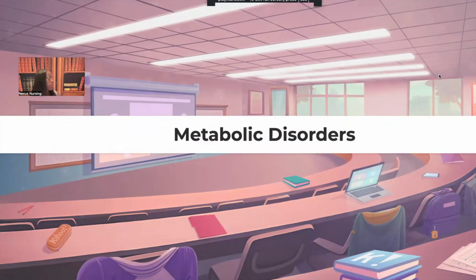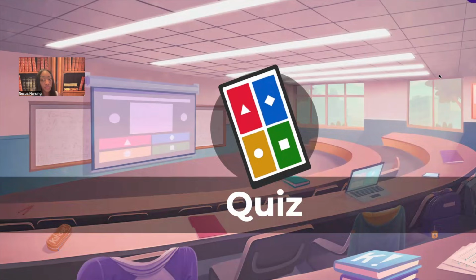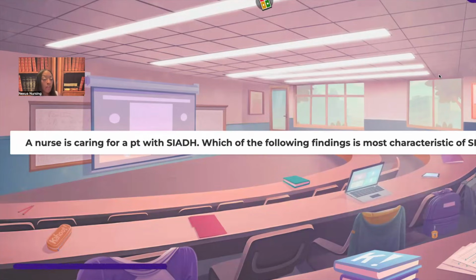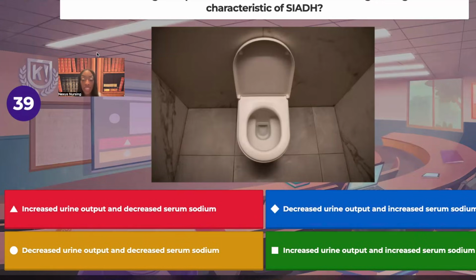Metabolic disorders. First question. All right, a nurse is caring for a patient with SIADH. Which of the following findings is most characteristic of SIADH? Would it be increased urine output and decreased serum sodium? Would it be decreased urine output and increased serum sodium? Would it be decreased urine output and decreased serum sodium? Or would it be increased urine output and increased serum sodium? What do you guys think?